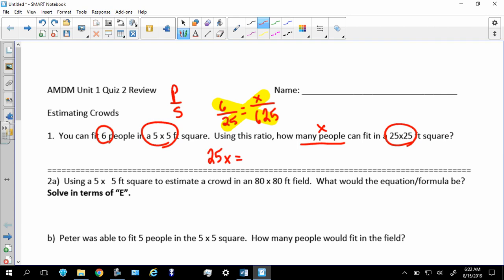25x is equal to 3,750, and I'm going to divide by 25, and when I do that, I'm going to get an answer of 150 people.